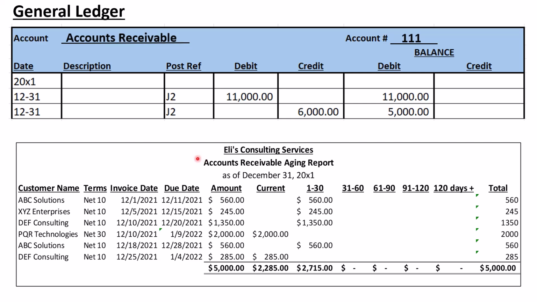Now, I've added in a sample AR aging report so that you have an idea of what it looks like. The aging report has the name of the company, followed by the report title and the date of the report. It then lists the customers that have outstanding invoices, their payment terms, the invoice and due date, and the amount of the invoice, and a listing of invoices for Eli's Consulting business that are not yet paid by customers for a total of $5,000. That's important. The AR aging report should be the same amount as the general ledger report for the accounts receivable account.